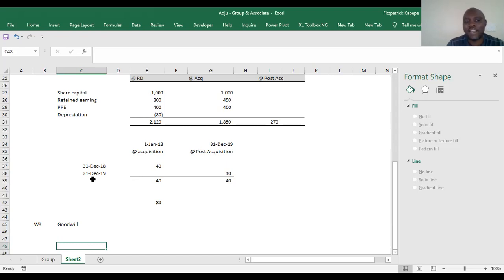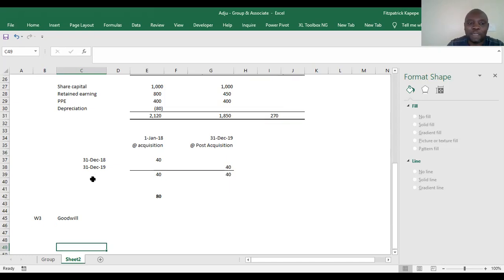So goodwill. You need to maintain this fixed so that you don't get mixed up or confused with the workings. These are the traditional workings, so they have their traditional numbers that need to stick with you. Otherwise, you will get confused. So you need to just know that working 3 is goodwill. It is not ever going to change.